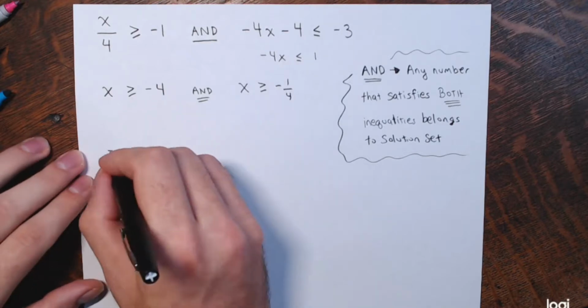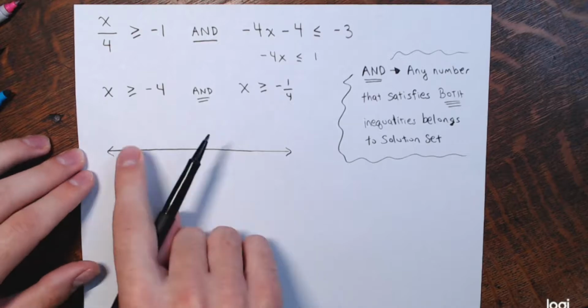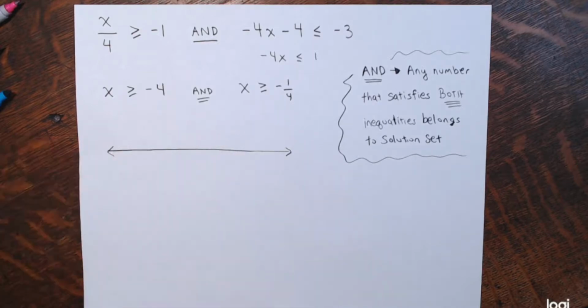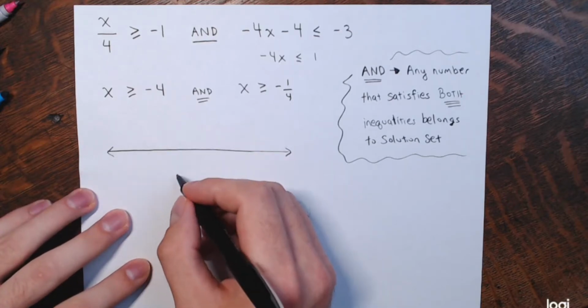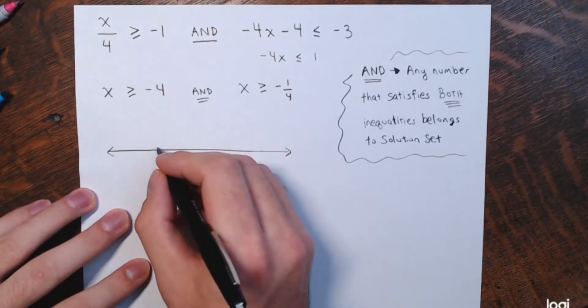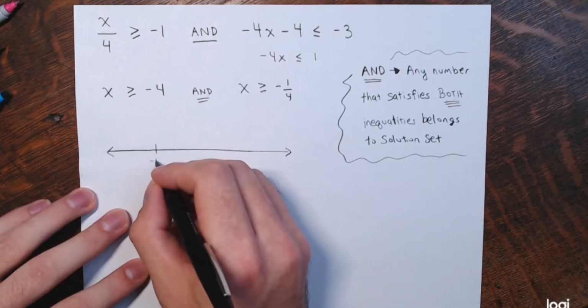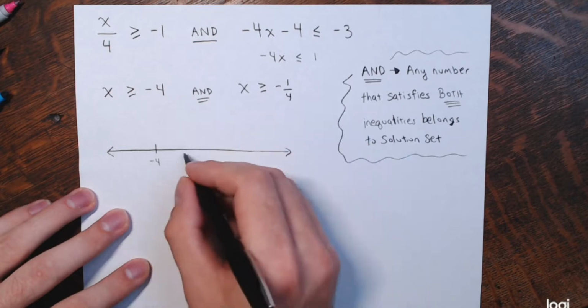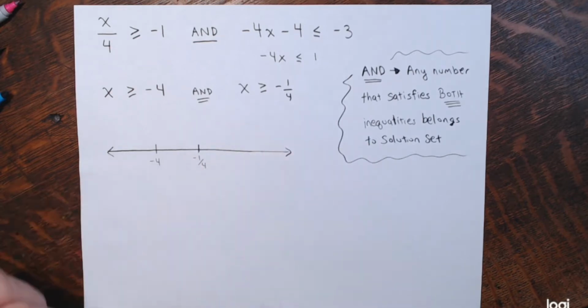So here's what I like to do for AND graphs. Right, OR graphs, I put them on the same level. For AND graphs, I'm going to do one above and one below, and I'll show you why. All right. So the numbers that show up here, negative 4 and negative 1/4 would be to the right of negative 4. Right? There's negative 4, there's negative 1/4.